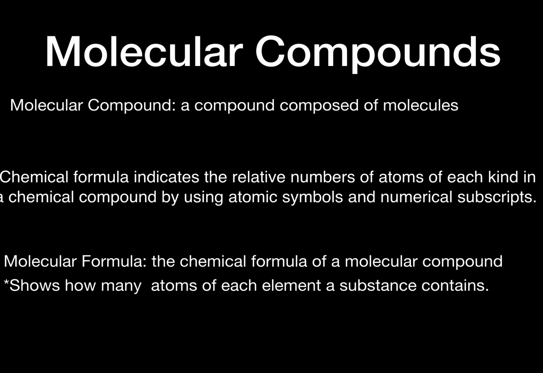Now, molecular compounds. A molecular compound is a compound composed of molecules. A chemical formula indicates the relative numbers of atoms of each kind in a chemical compound by using atomic symbols and numerical subscripts. Molecular formula, the chemical formula of a molecular compound. It shows how many atoms of each element a substance contains.